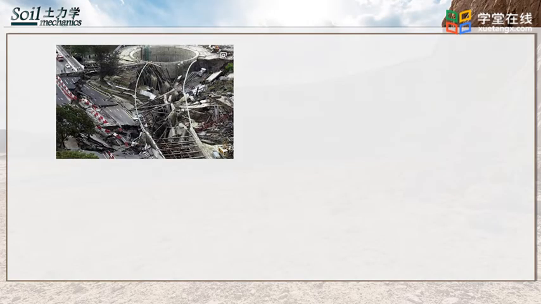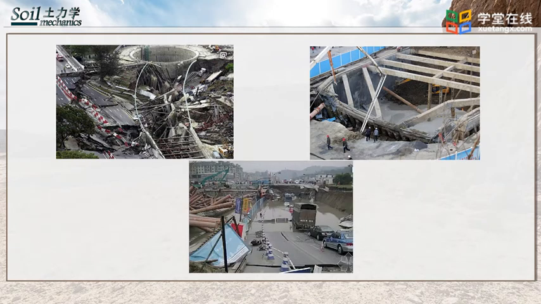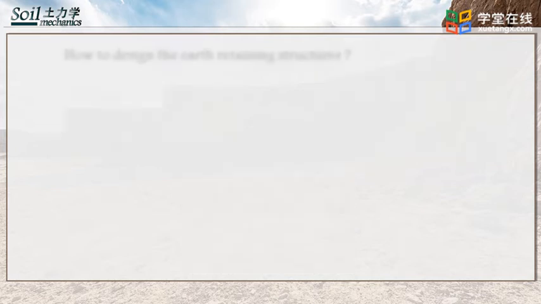Those figures show failure of some projects where large lateral stresses were developed and supporting structures failed. Those failures will endanger the constructed project, surrounding building, and infrastructures. This is why we need to learn how to calculate the lateral earth pressure so we can build a safe supporting structure. So how to design an earth retaining structure?